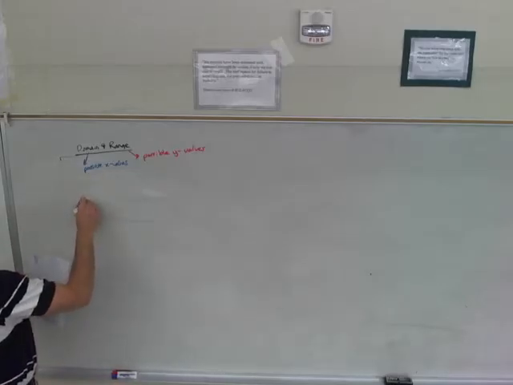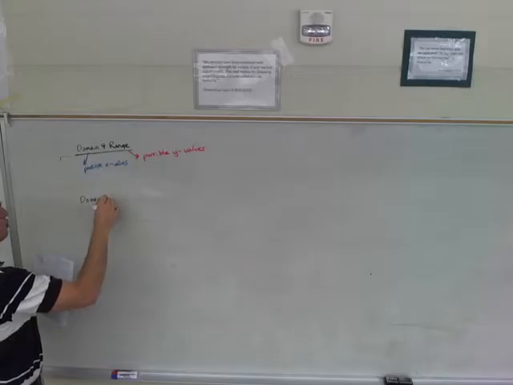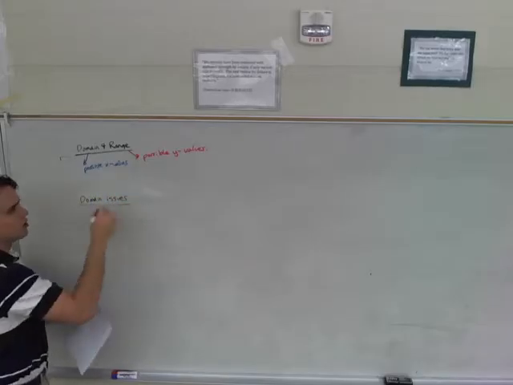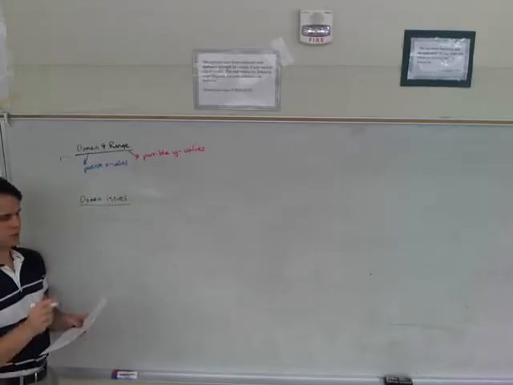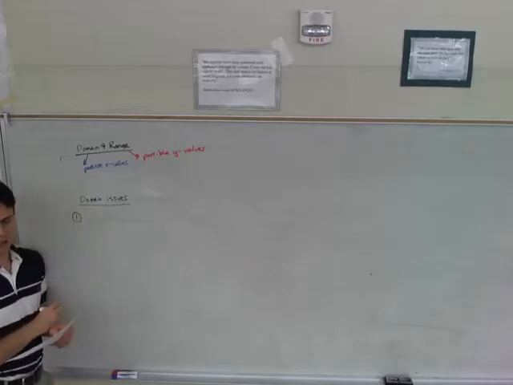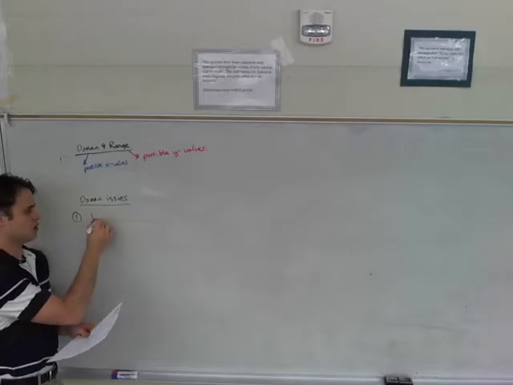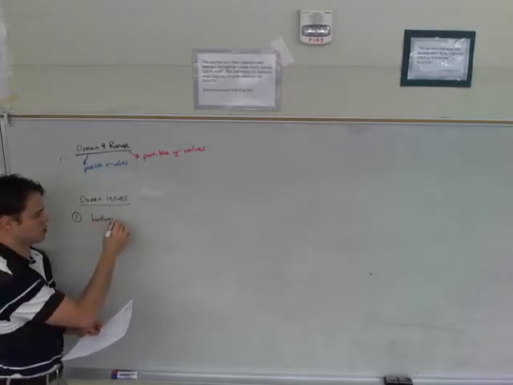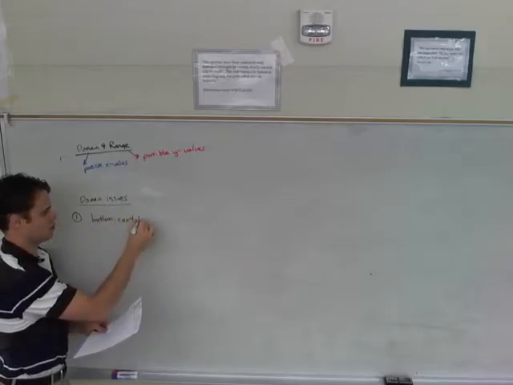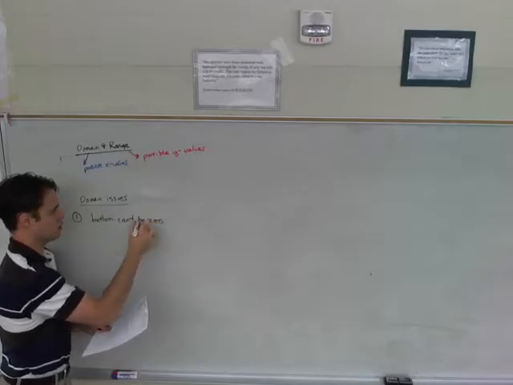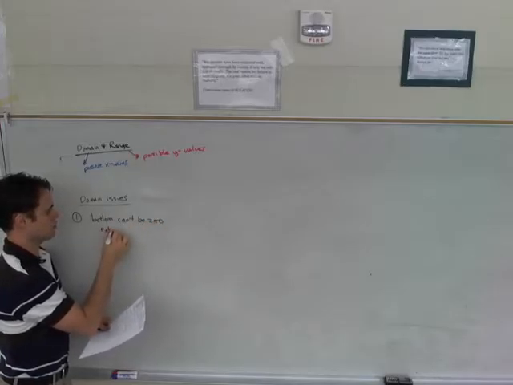So domain issues that could happen. I think we can put them in 4 categories. 4 categories, that's all you need to know. If you have a rational function, the bottom can't be 0 because it'd be undefined. So you've got to watch out for those. Bottom can't be 0 if you have a fractional function, which we call rational.